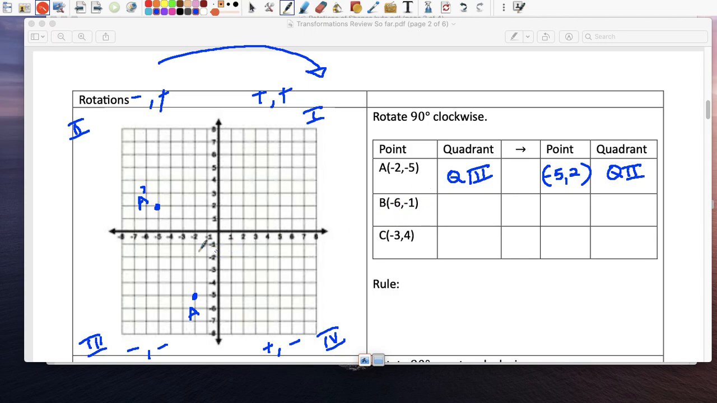B is -6 and -1, which is right over here. Let me write B. B is also in quadrant 3, and B is simply going to travel from quadrant 3 to quadrant 2, so we can write that. These two numbers are going to switch places. It's going to be 1 and 6, and then we apply the characteristics of quadrant 2 to 1 and 6, and in quadrant 2, x is negative and y is positive. So let me look for that, -1 and positive 6 right here. So that's B prime.